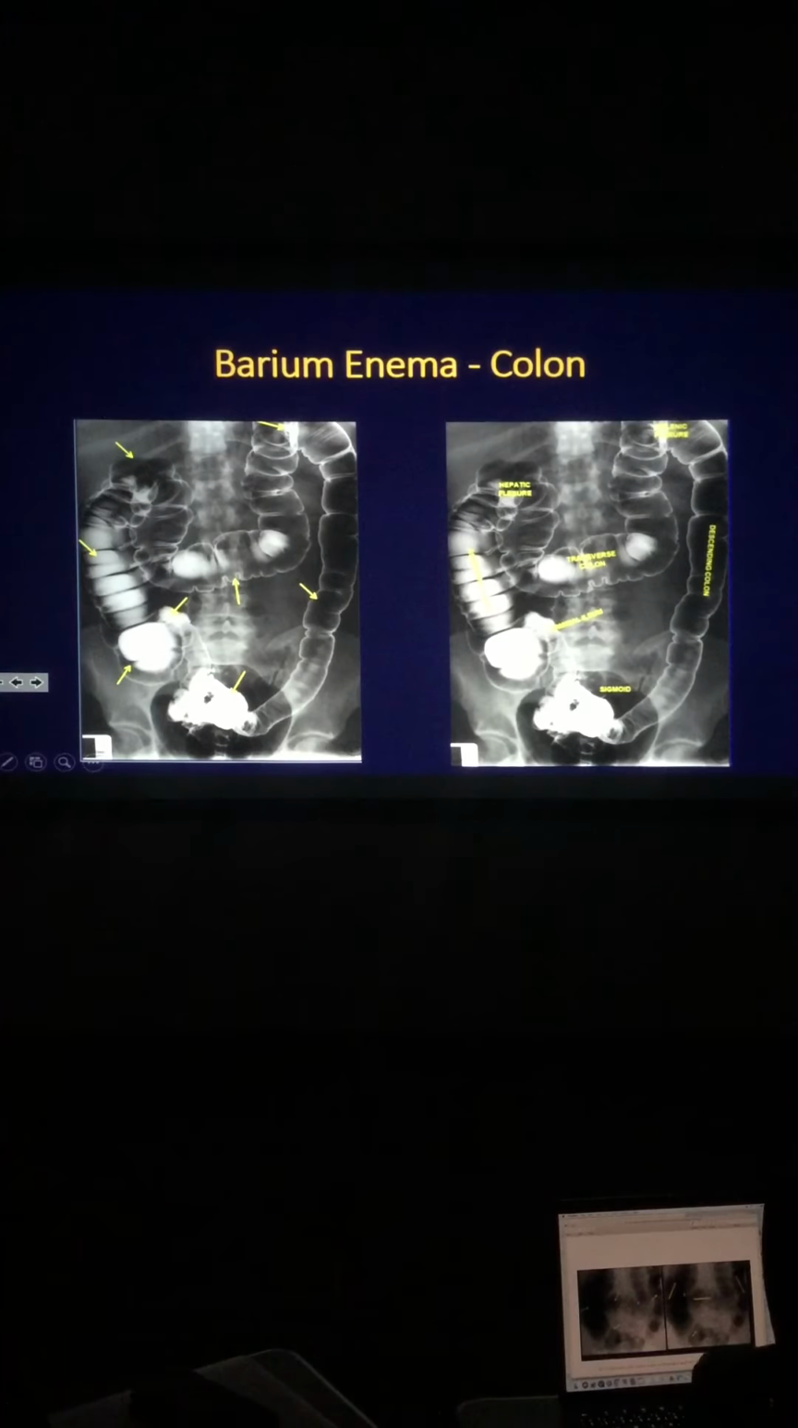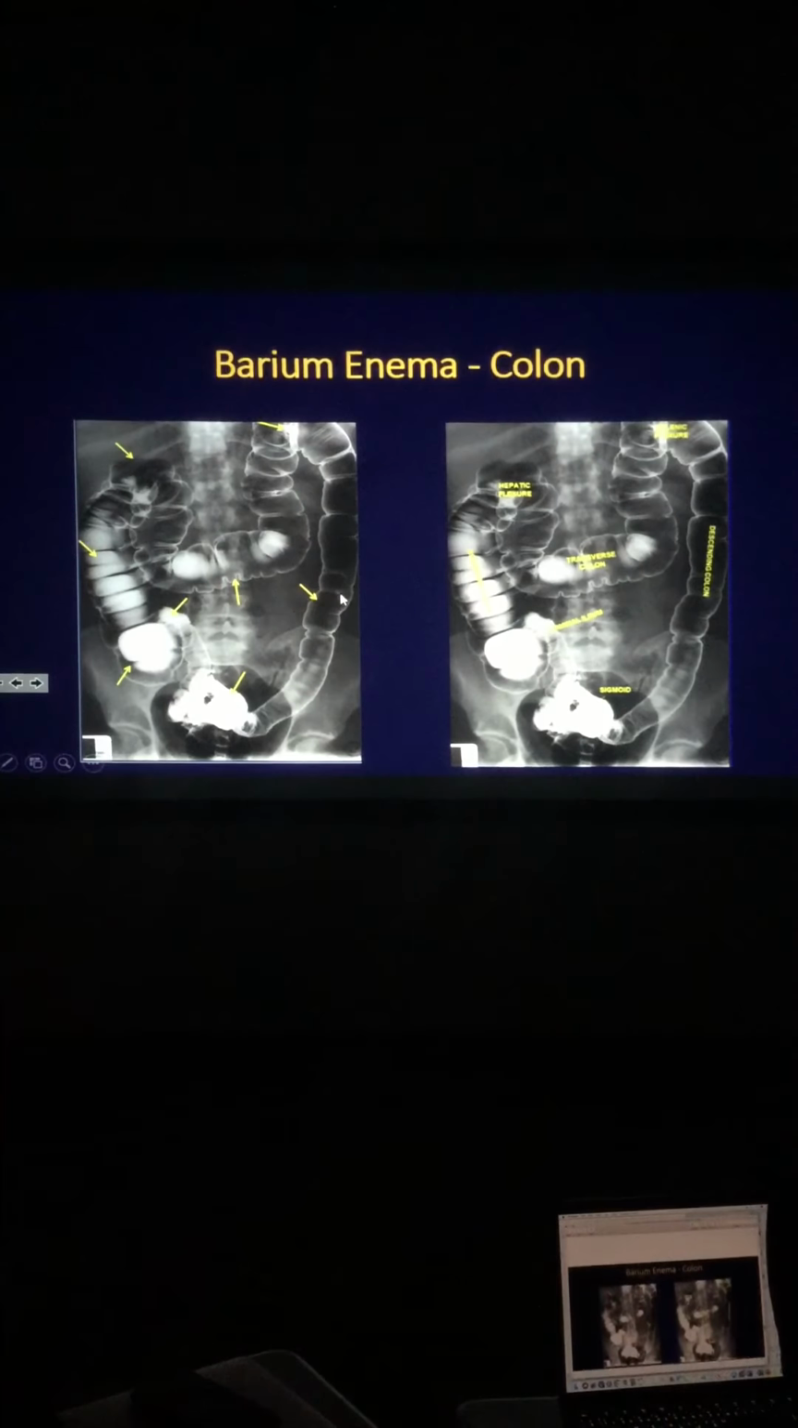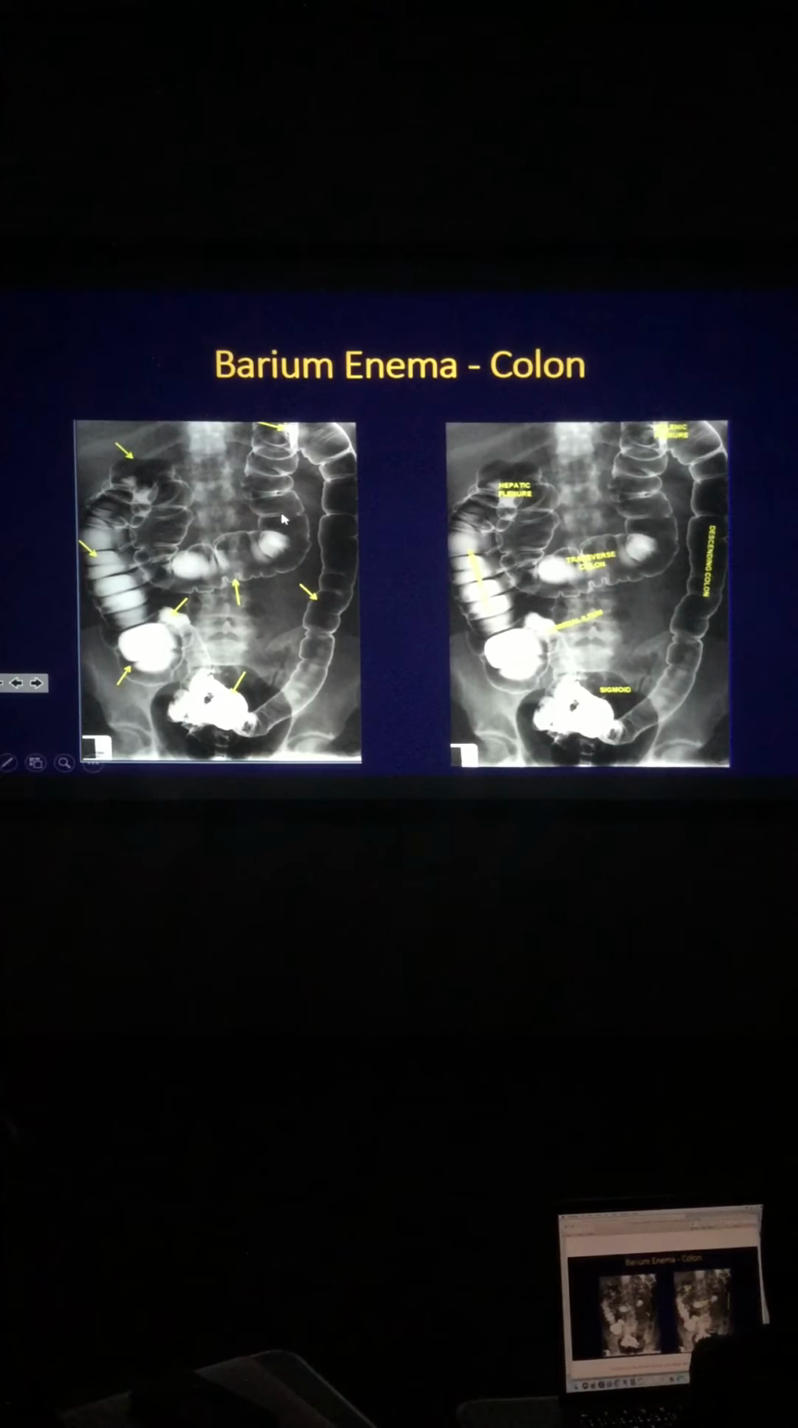Like in this enema, you can clearly see the bowel loops. You can see the haustra, they stop short here. Can you see that? Stop short here, stop short here. So they are stopping short. Whenever it stops short, definitely it is nothing but large gut or colon.